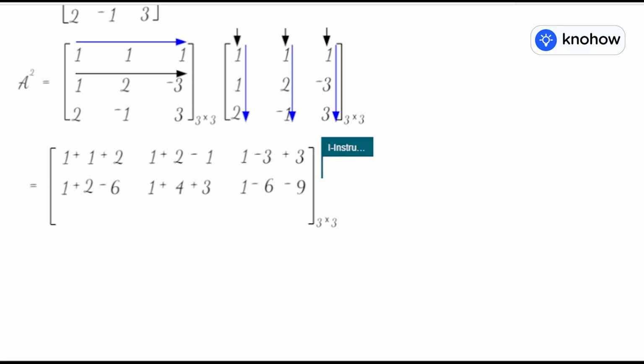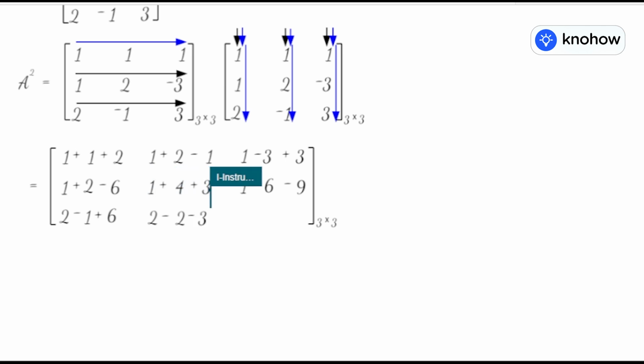And now repeat the process with the elements of the third row to the first column, second column, third column. So you get 2 minus 1 plus 6, 2 minus 2 minus 3, and you get 2 plus 3 plus 9. Just work it out and you get A square equal to [4, 2, 1; -3, 8, -14; 7, -3, 14]. So we have worked out A square.